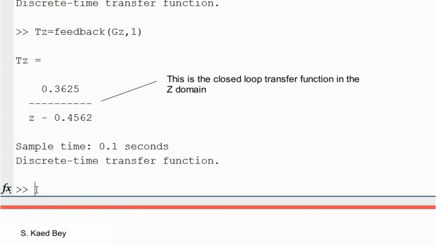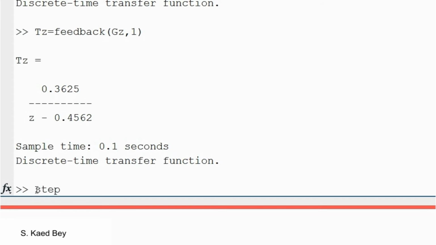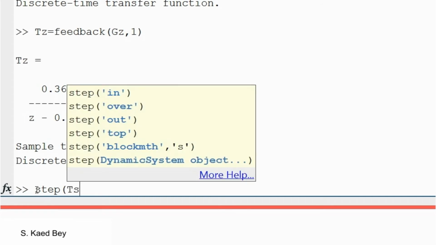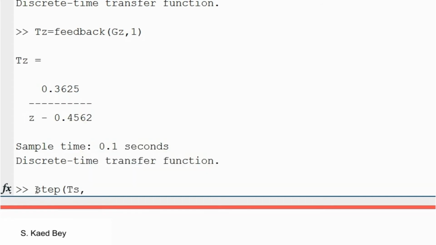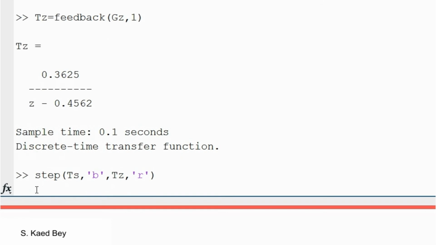To cross-compare the step response of both the closed-loop transfer functions in the continuous and the Z domain, we can write the following command. This is the step of the closed loop in the continuous domain. If we put this in blue color, that's the closed loop in the Z domain. If we distinguish this by the red color, perhaps we can add legends as well.